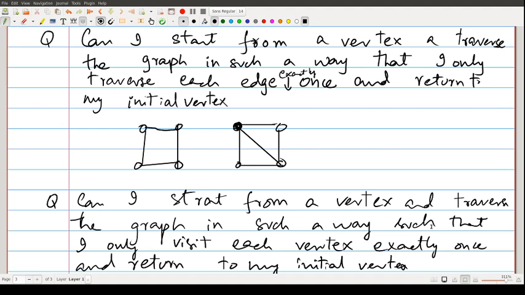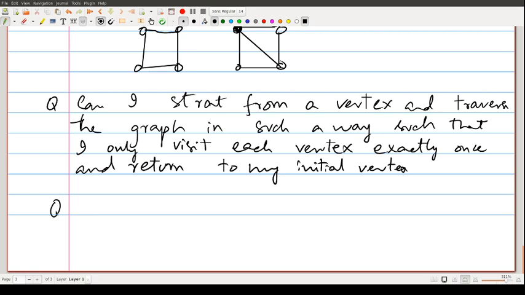Okay, what else? You can also ask a question about shortest paths in a weighted graph. So firstly the question is, what's a weighted graph? Before I introduce the question, I should introduce what a weighted graph is.